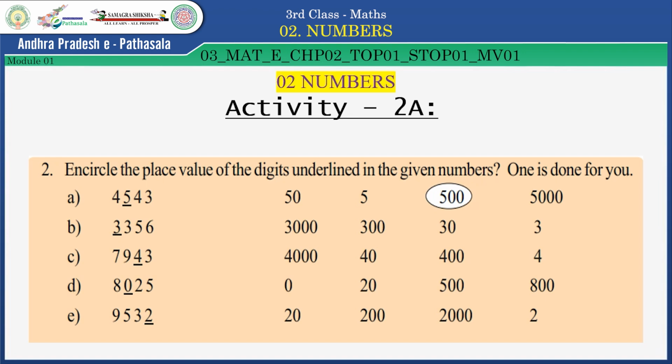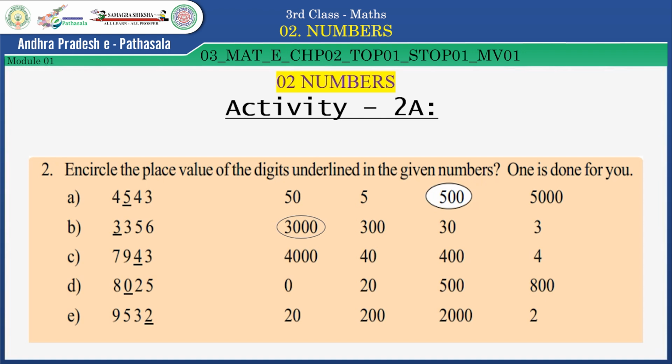Second question is encircle the place value of the digits underlined in given numbers. In the first number, 5 is underlined as it is in the hundreds place. We are supposed to encircle 500, which is its place value. Students, try to solve the next one. What is the place value of the underlined number 3? Yes, it is 3000. Yes, it is in the thousands place.